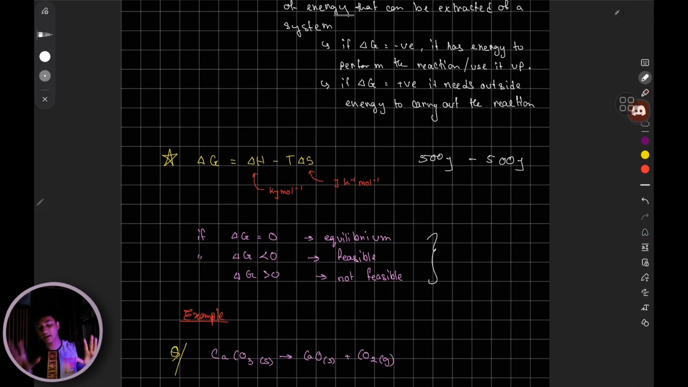There is nothing happening in the system at that point, since there is no net gradient. What I mean by that is, let's say in this hand I have 100 joules of energy and in this hand I have 0 joules of energy. If I connect both these hands, the energy is going to flow from this hand to this hand to become more stable. However, in the case where the change in Gibbs free energy is 0, there is no net change in the system.